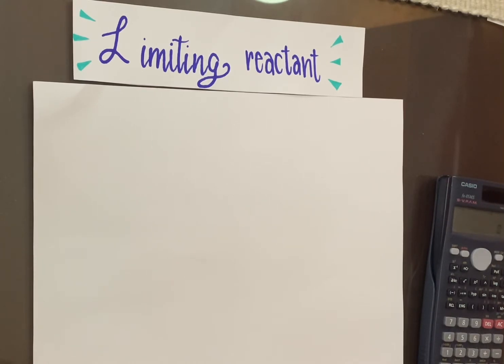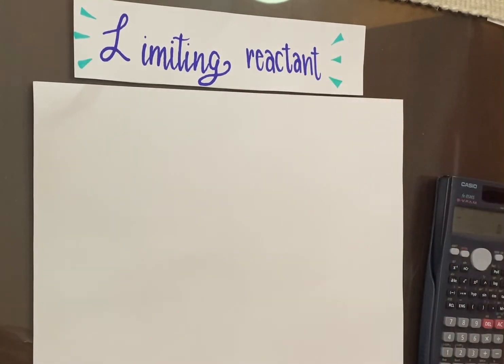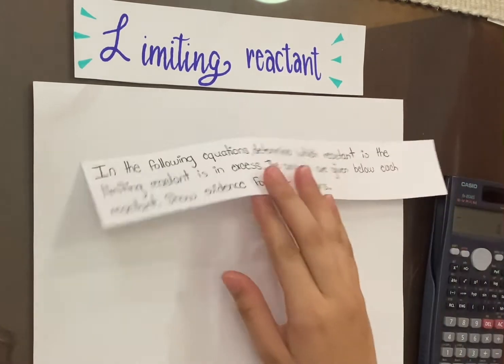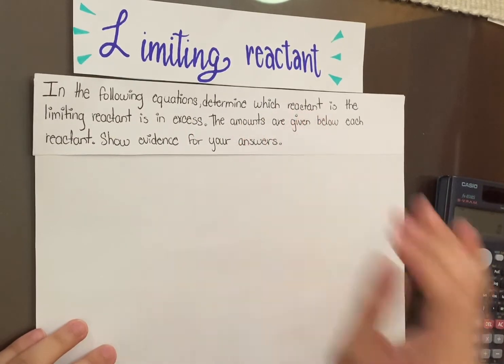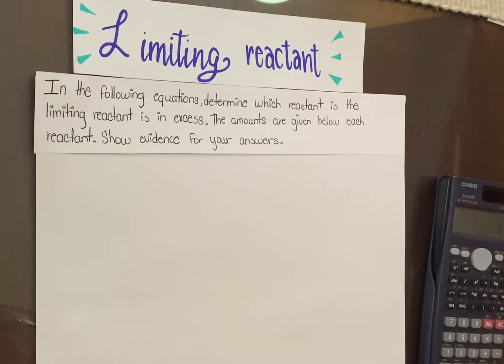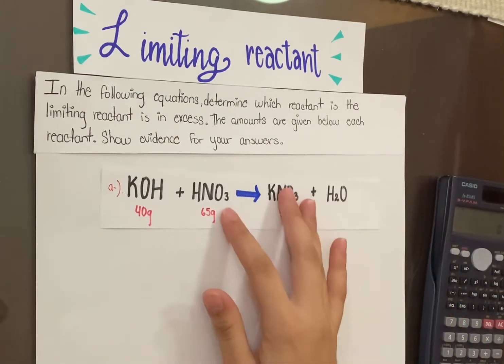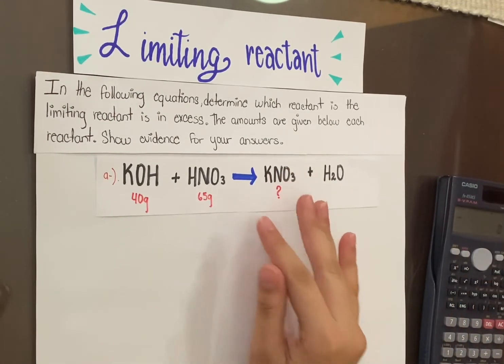11.1 and today's topic is limiting reactant. Today we are going to explain some equations and also we're going to try to resolve them step by step. So the problem says, in the following equations, determine which reactant is a limiting reactant and the excess. The amounts are given below of each reactant. Show evidence for your answers. And this is our first equation.